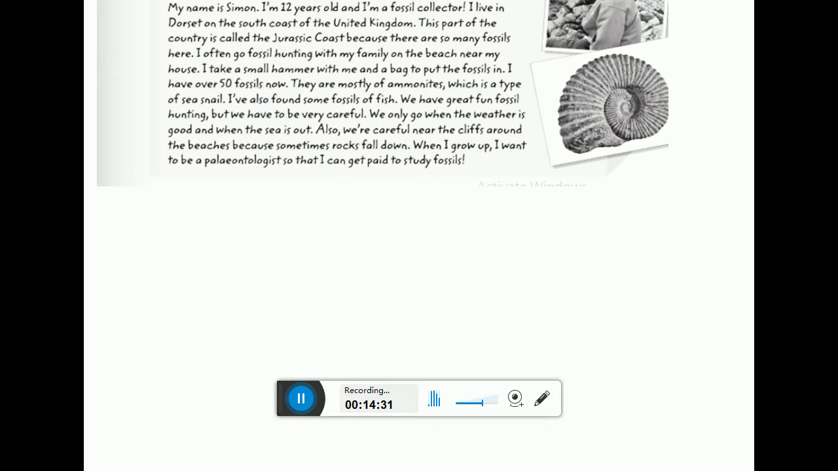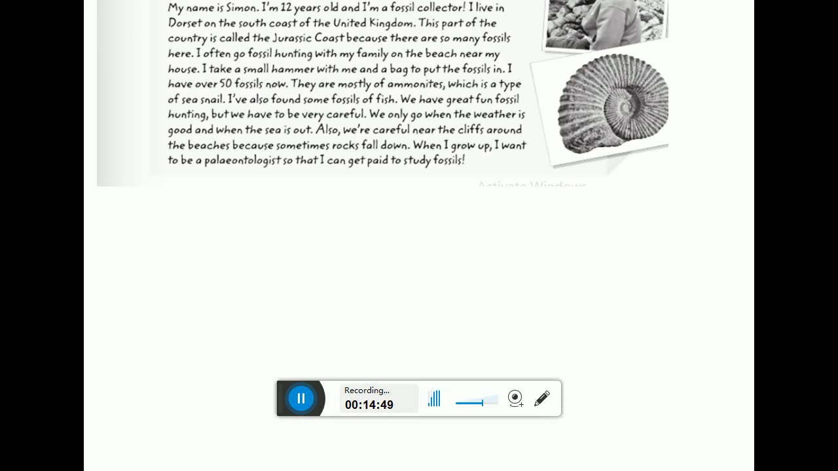My name is Simon. I'm 12 years old and I'm a fossil collector. Please follow up with me. Again, I'll start over. My name is Simon. I'm 12 years old and I'm a fossil collector. I live in Dorset, on the south coast of the United Kingdom.